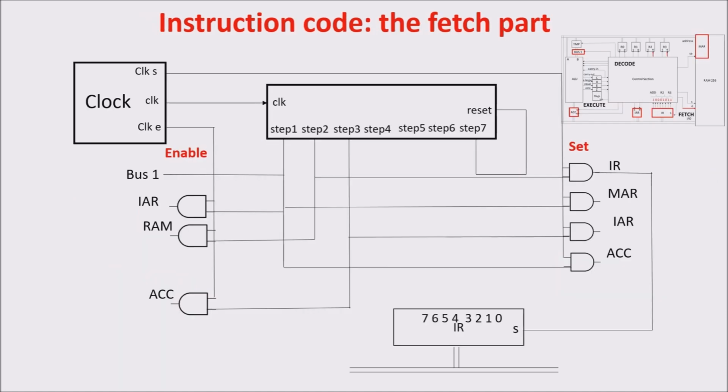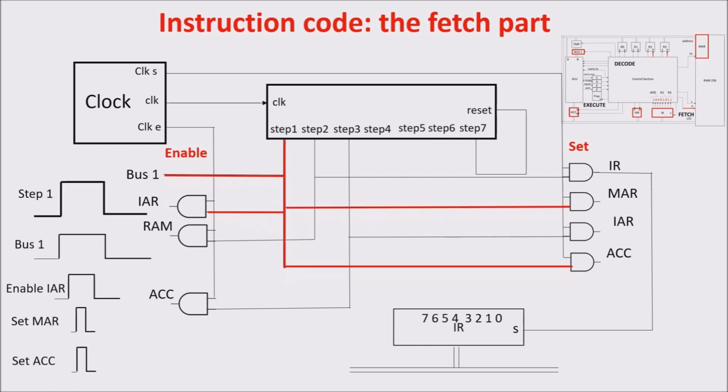Of course, in steps 1, 2 and 3 we perform the fetch part, in which we put the instruction from the RAM in the instruction register and we increment by 1 the instruction address register. Let's see it in detail. In step 1 we do two things. First, we put a 1 as first operand of the ALU, putting up bus 1. We give an enable pulse to IAR, putting the instruction address on the bus, and we give a set pulse to MAR to acquire the instruction address.